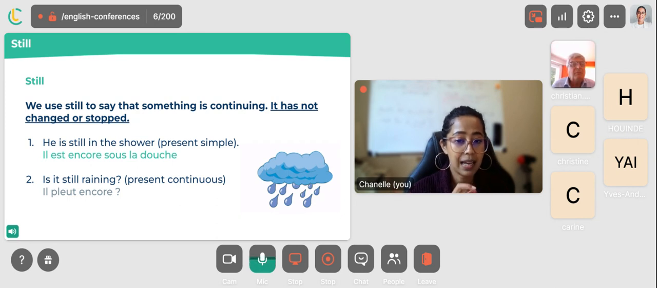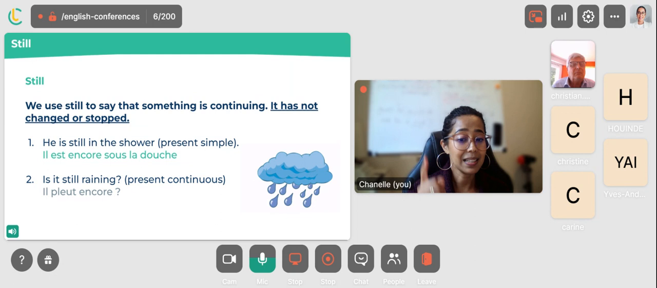However, if we say he isn't out of the shower yet, we are following the correct rule for yet because it is a negative sentence. And at the same time, we are saying the same thing. He is still in the shower is an affirmation. He isn't out of the shower yet is the negative. However, we are saying the exact same thing.